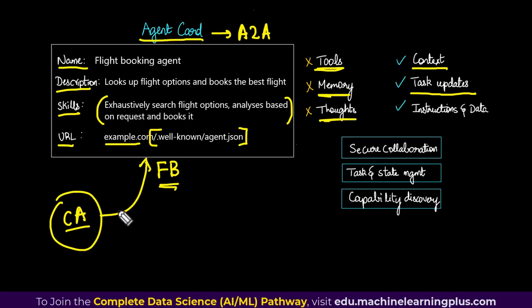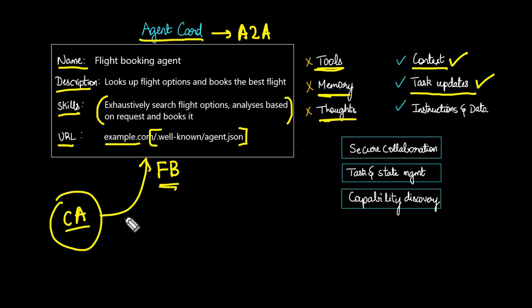This is a flight booking remote agent. Now, for these two to interact with each other, they will need to share the context. They will need to share the task update. So you are giving this agent a task, and this agent needs to tell the client agent back how long it is going to take to complete the task and what stage of the completion it is at a particular point in time, right? Those information needs to be communicated, right? So it will share the task updates. It will also share the instructions and the data also.